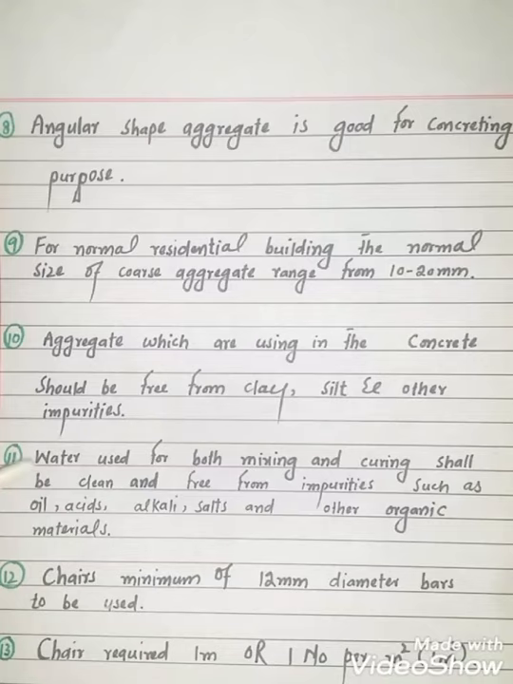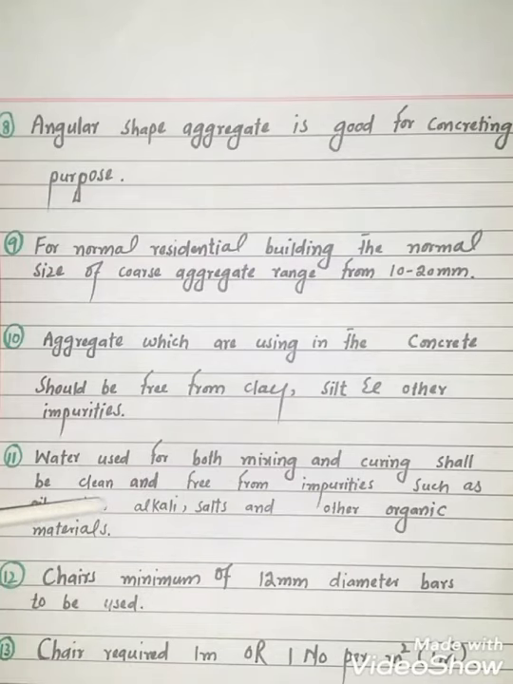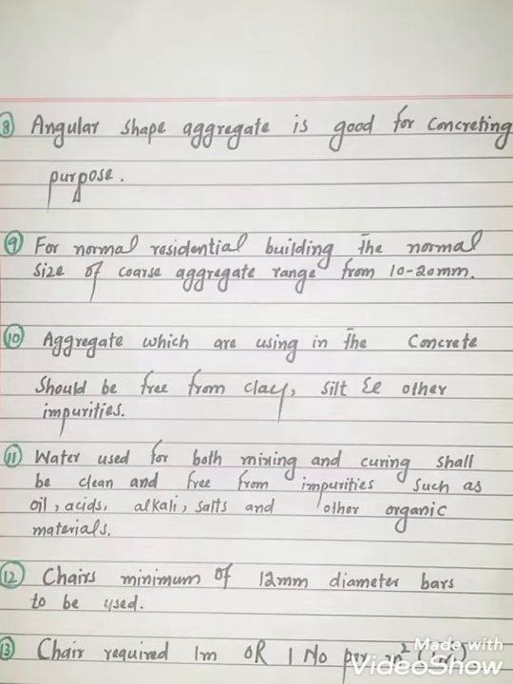Key point number 11: Water used for both mixing and curing shall be clean and free from impurities such as oil, acid, alkali, salt and other organic materials.